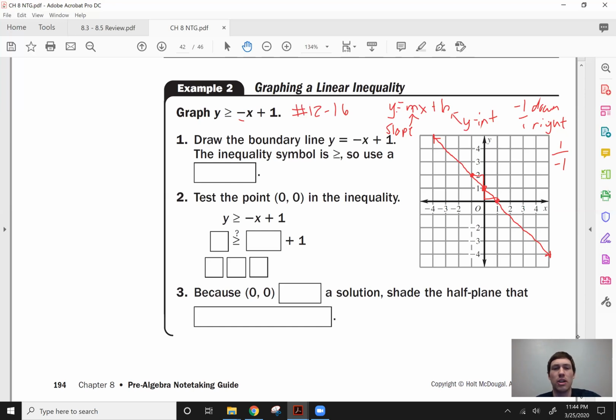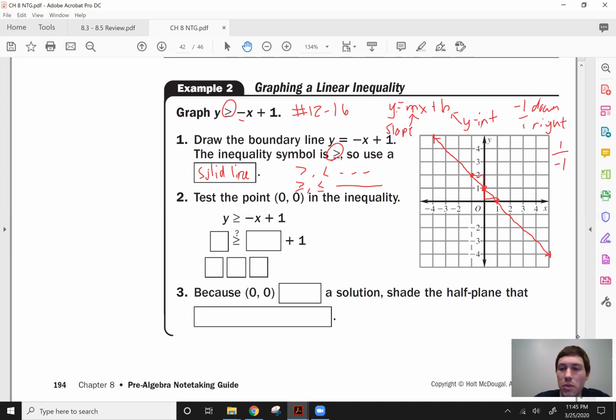Okay, now we're going to test a point. And remember, greater than or equal to is a solid line. If this was just greater than or less than, remember those are dotted. Greater than or equal to or less than or equal to are solid. So make sure you make a note of that. So this is a solid line, which is why we made this solid here.